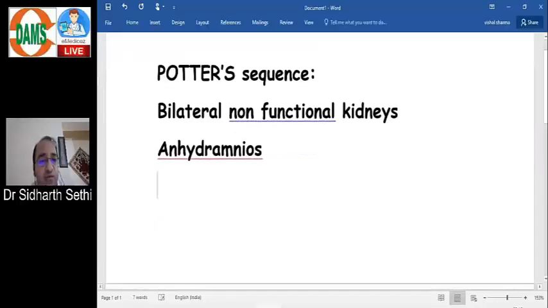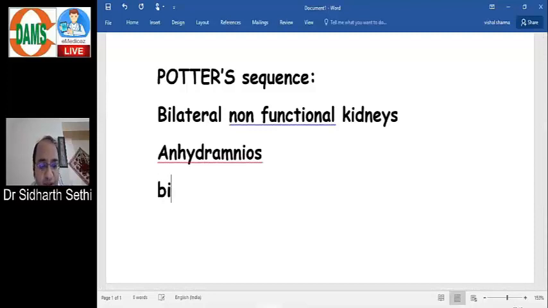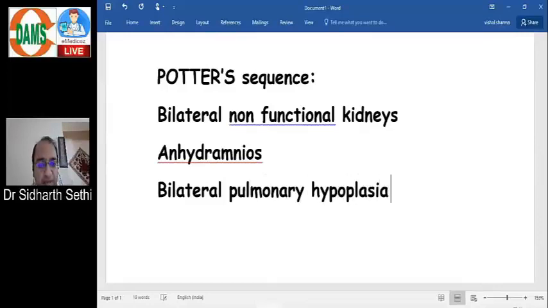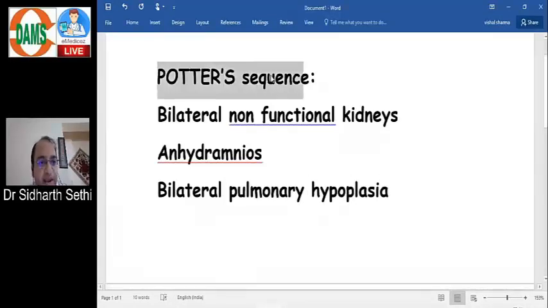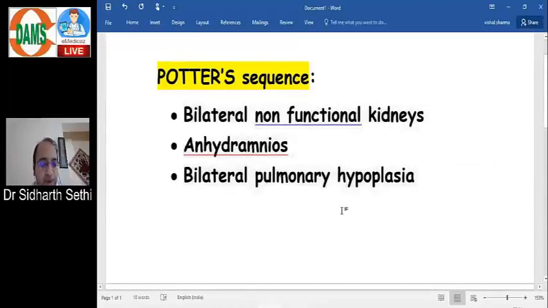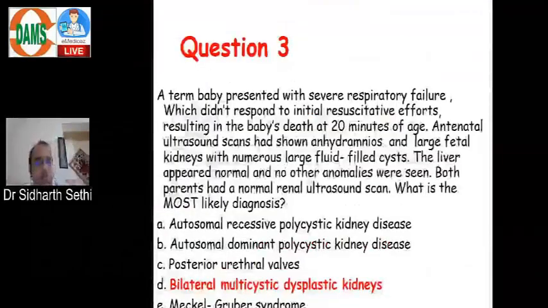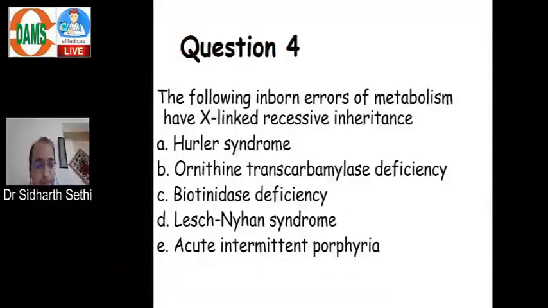Now amniotic fluid of the mother is very important for a child's lung development. So this child now gets bilateral pulmonary hypoplasia. So remember, it's a triad and one thing leads to the other. Remember, amniotic fluid is very important for a child's lung development. So this is a child who will present to you with a typical Potter's sequence.